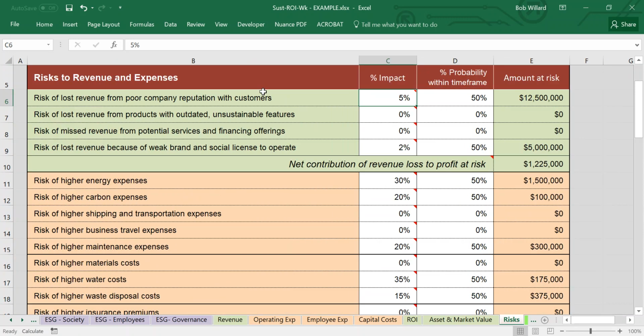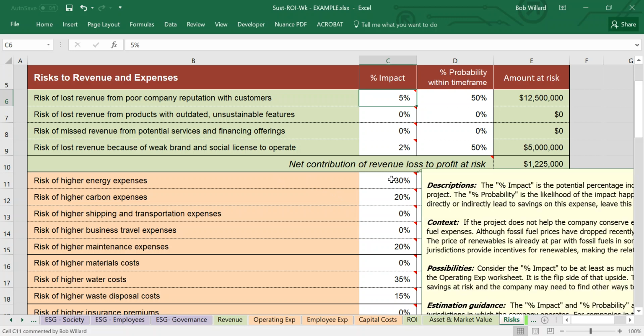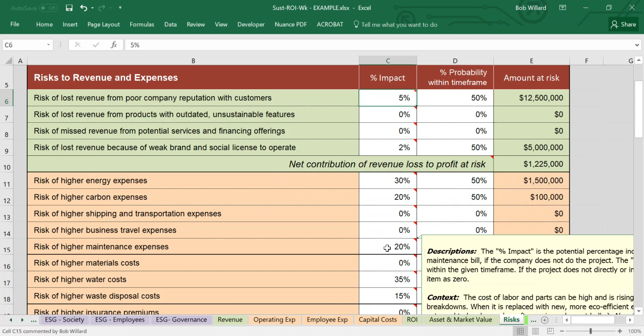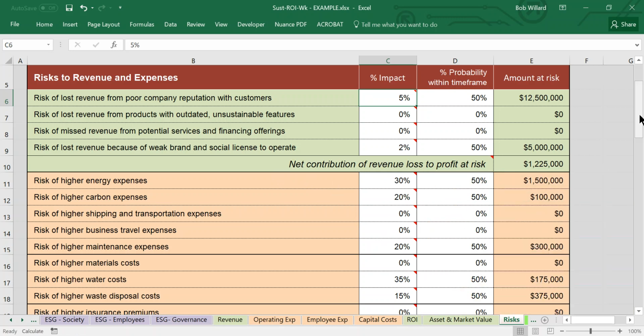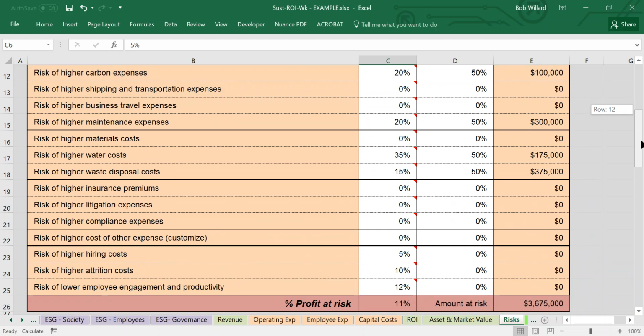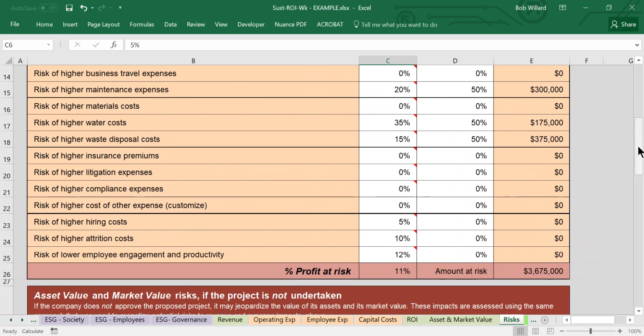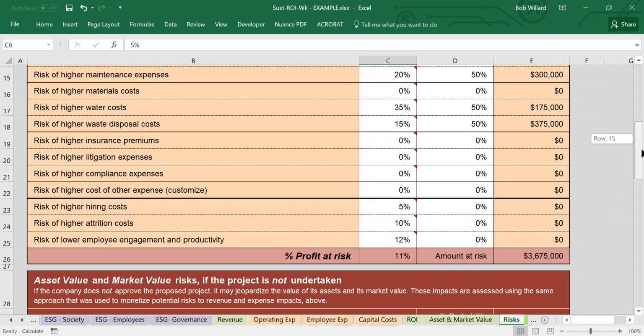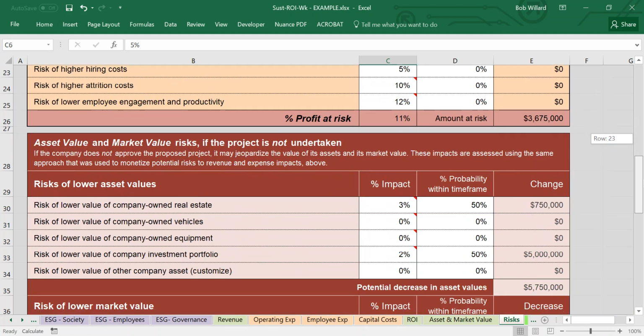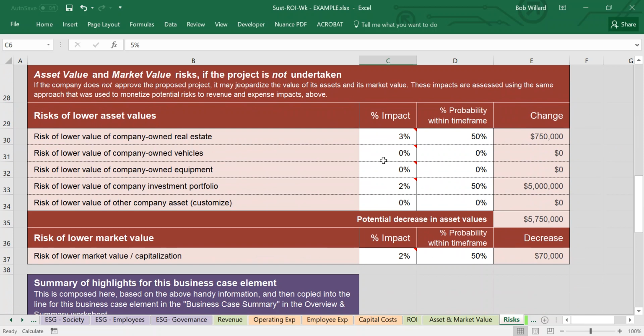So what you do is you go through the revenue line items that way, the energy, carbon, etc. operating expense line items that way. Again, the items that might be impacted if the project were not undertaken are the same ones that are impacted when the project is undertaken, using 50% again. So what you see is some lines are left blank because they're just not relevant to the project. Others are filled in. We do the same kind of thing for the asset value and the market value risks.